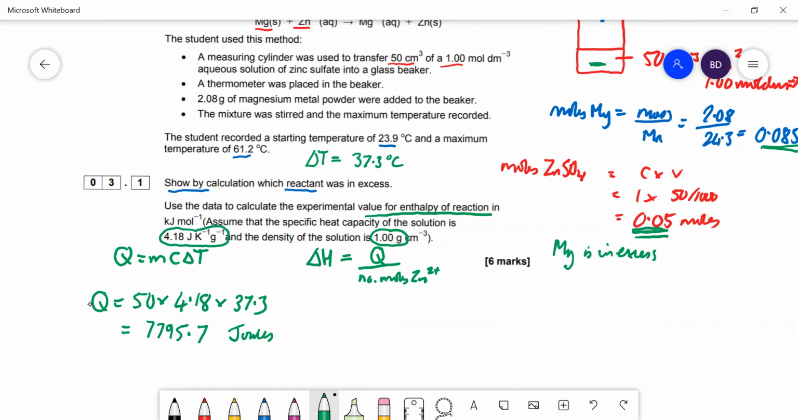Okay, now we need to convert that into delta H using this equation here. So delta H is going to be equal to 7795.7 over the moles of zinc, which was 0.05.